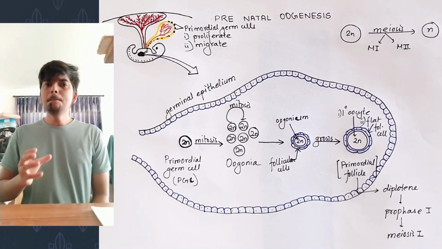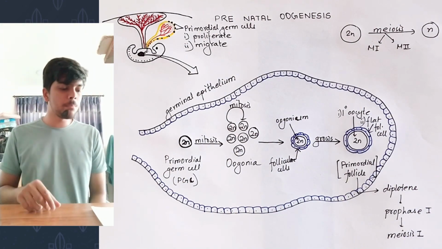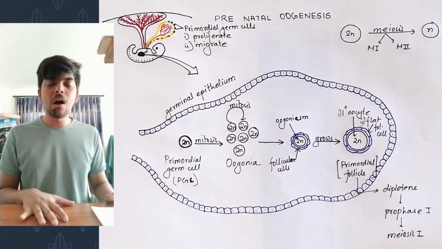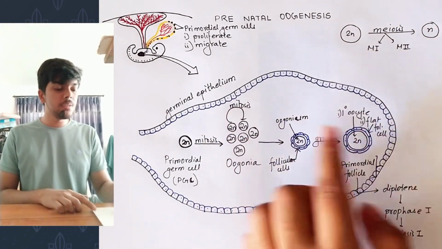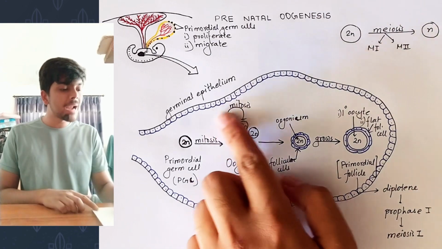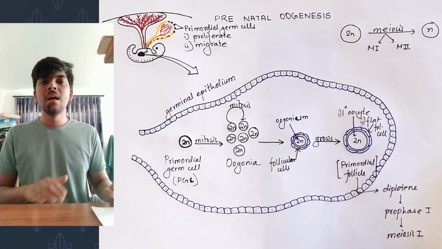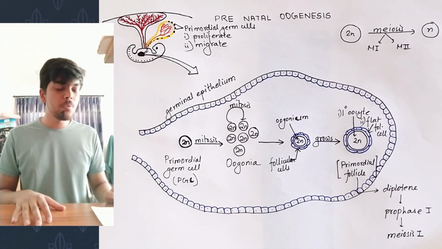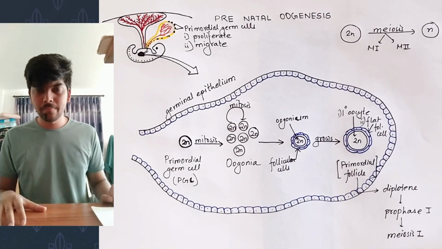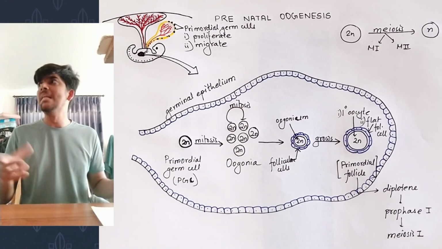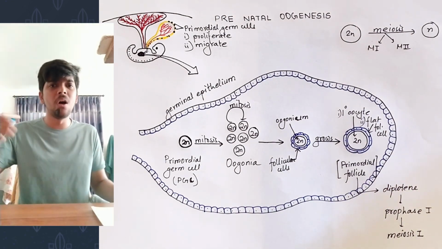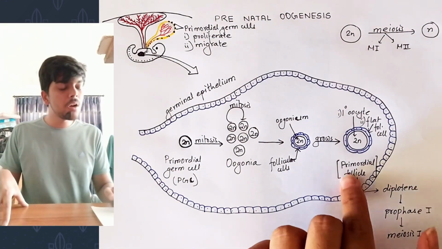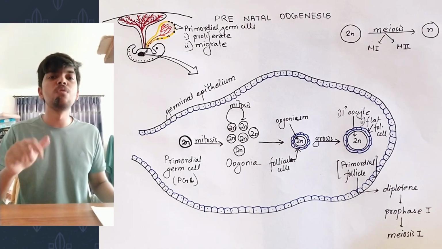Now, there are millions, and I mean millions of primordial follicles that are formed inside the ovary of the female fetus. However, the primordial follicles, not any follicle, the primordial follicles that are present inside the ovary are continuously degenerating. The number of primordial follicles continuously decreases. Before birth, it's present in like millions. After birth, it decreases to like few hundred thousands. And by the time the girl reaches puberty, the number of primordial follicle decreases to around 40,000.